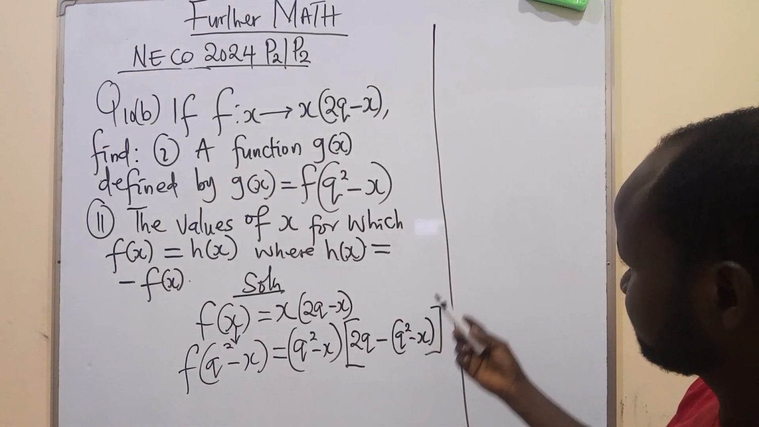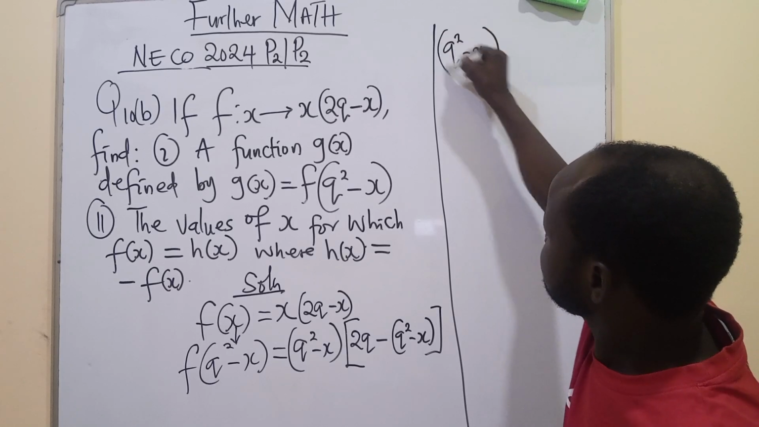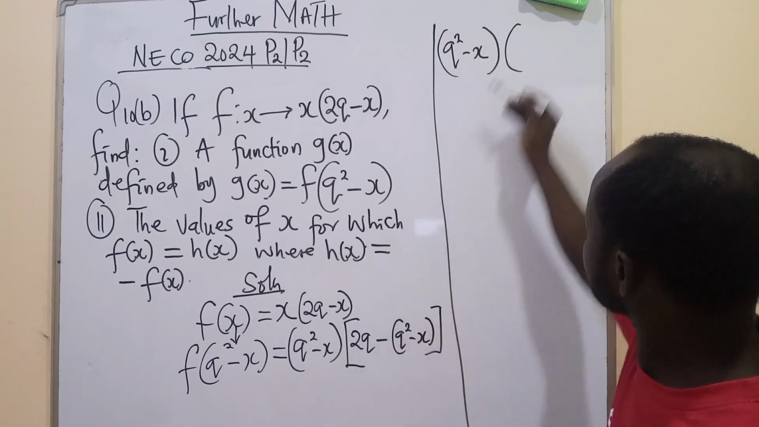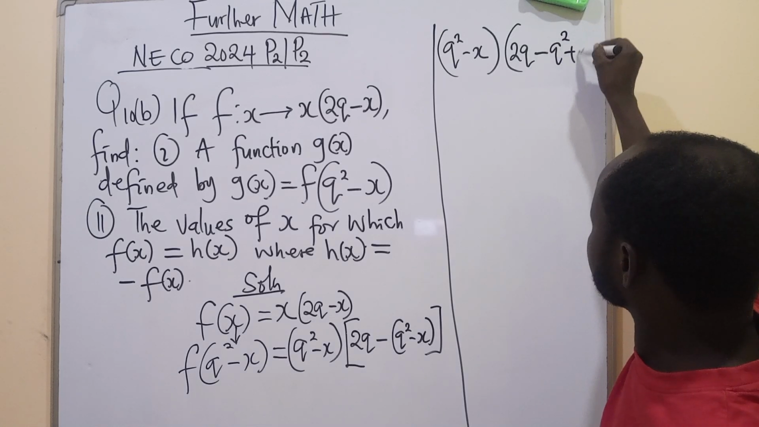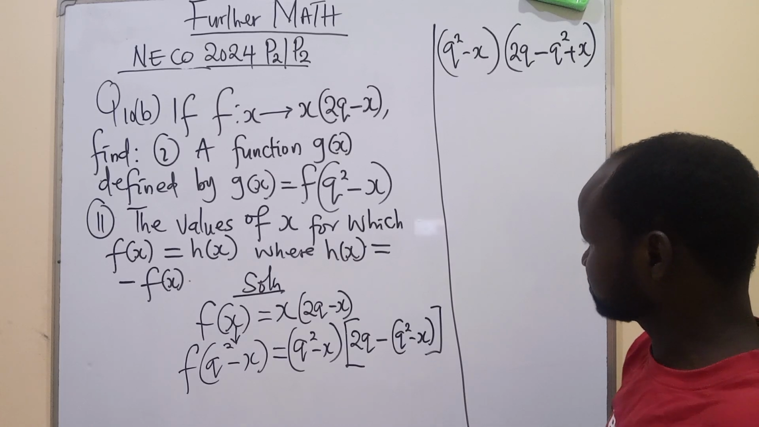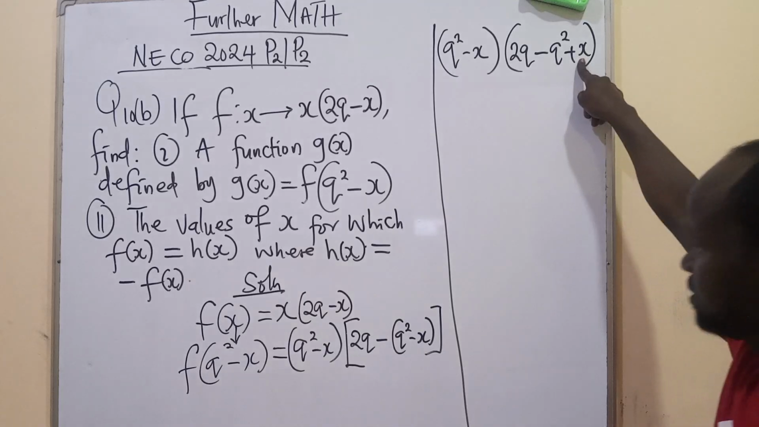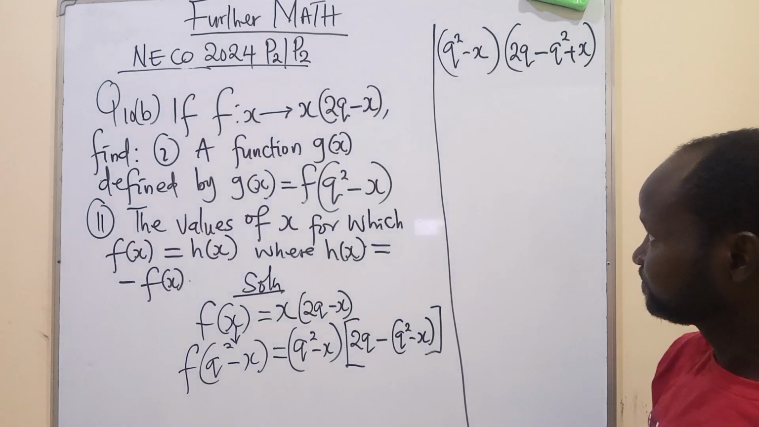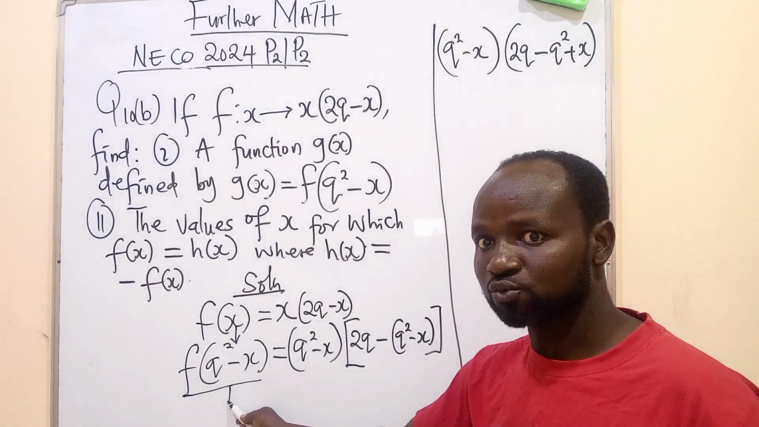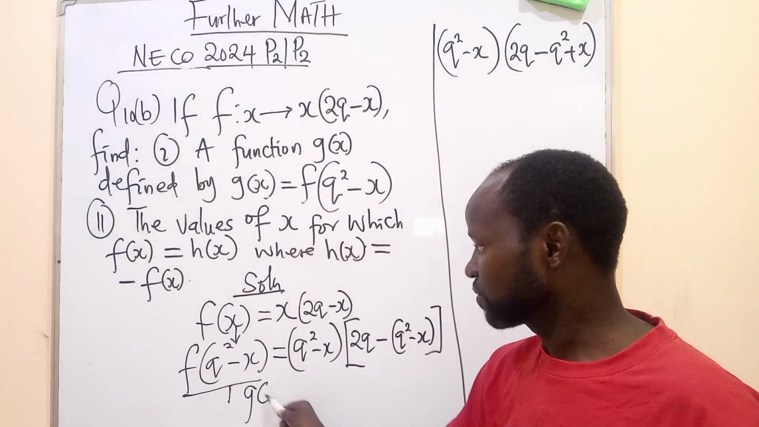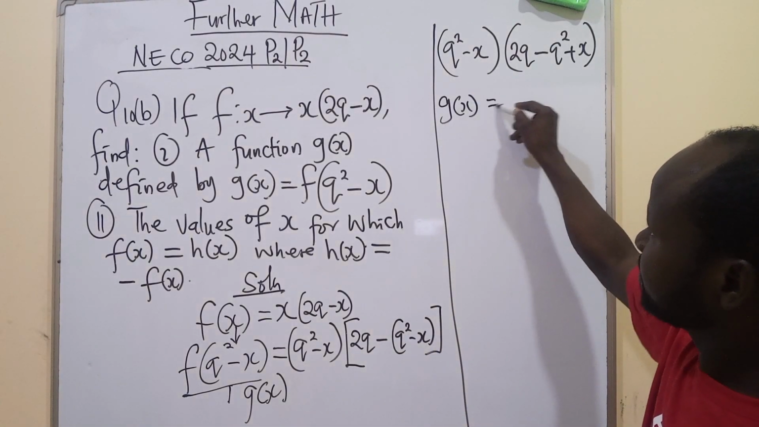Here we have (q² − x) in brackets, times, let's simplify this, 2q minus q² plus x. We close the bracket. What does that mean? Minus q², we have minus q², minus times minus, we have plus x. Next is to expand. As I said, this function here is equal to g of x, and we're looking for g of x. So our g of x will be the simplification of this.